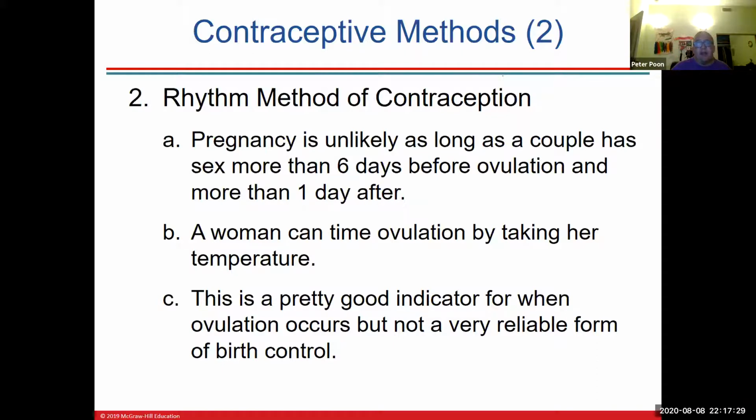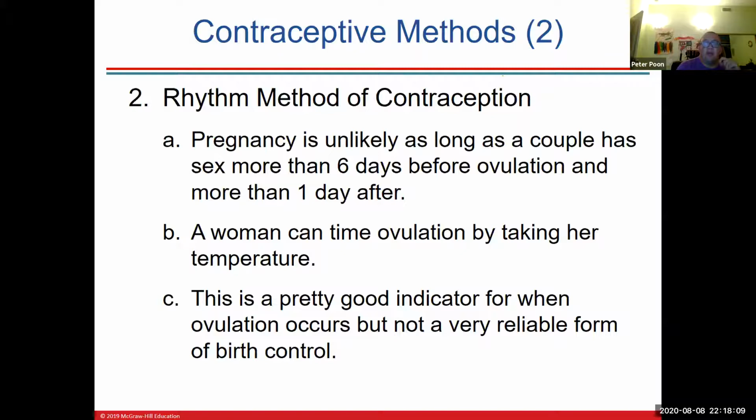Next is the rhythm method of contraception. Pregnancy is unlikely as long as the couple has sex 6 or more days before ovulation and more than 1 day after. The egg can come out and survive for 1 day, so the sperm has 1 day to meet it. The sperm can stay in the fallopian tubes for a while before the egg comes out. That's why there's a longer period before ovulation. Other textbooks say 2 to 3 days, and I think that's more accurate: 2 to 3 days before ovulation and 1 day after.